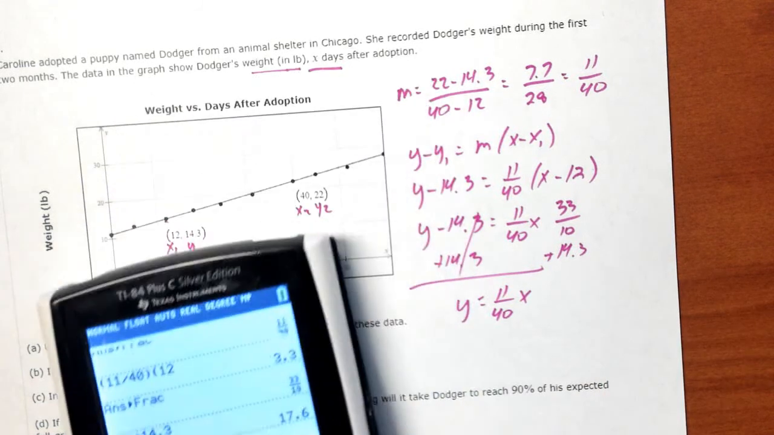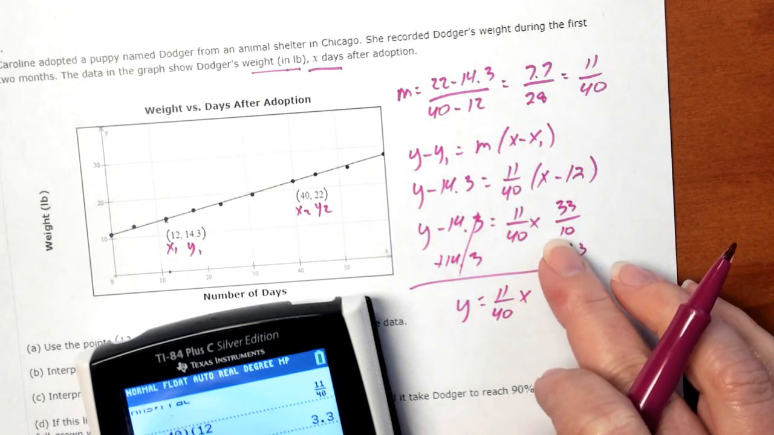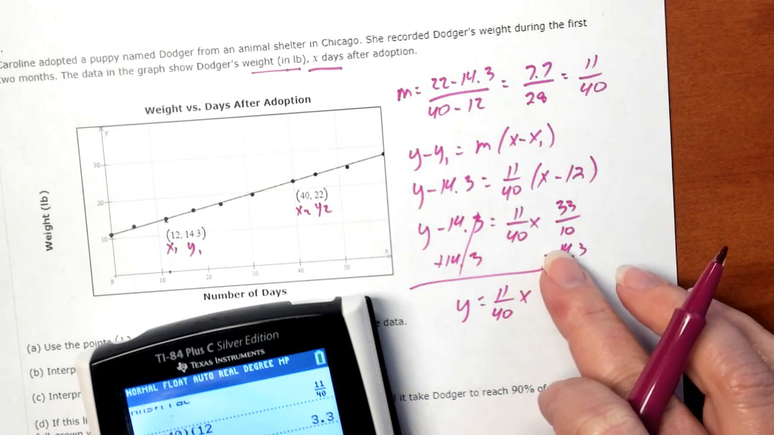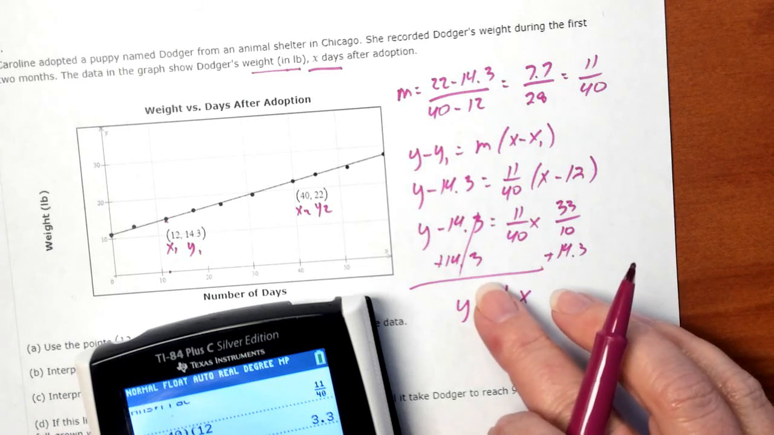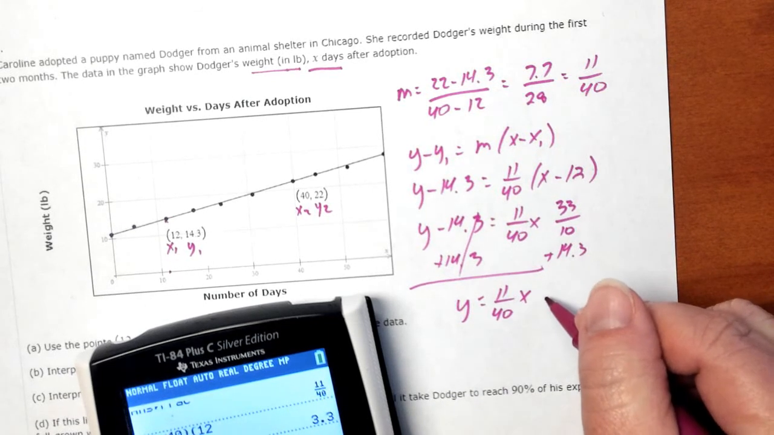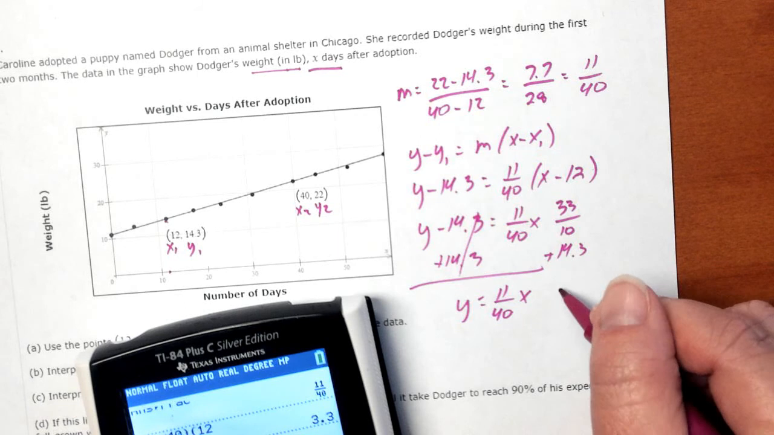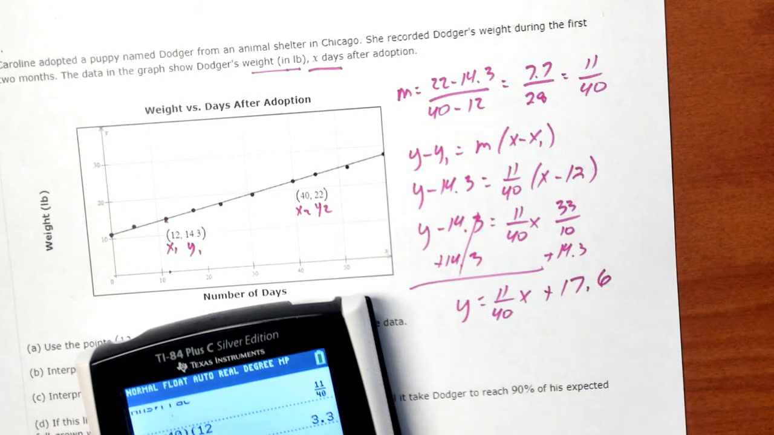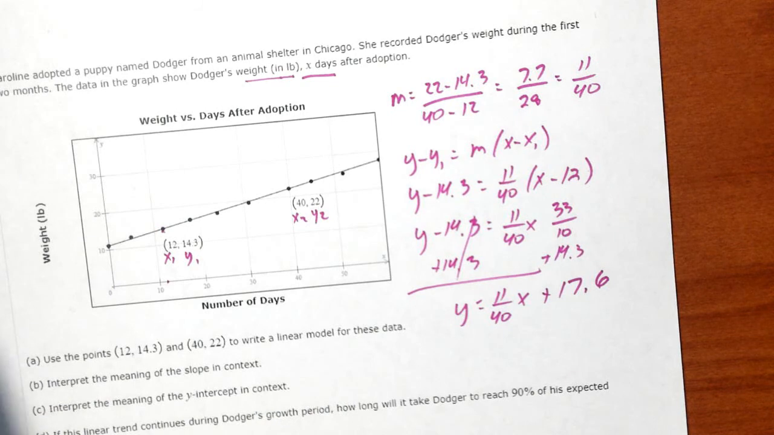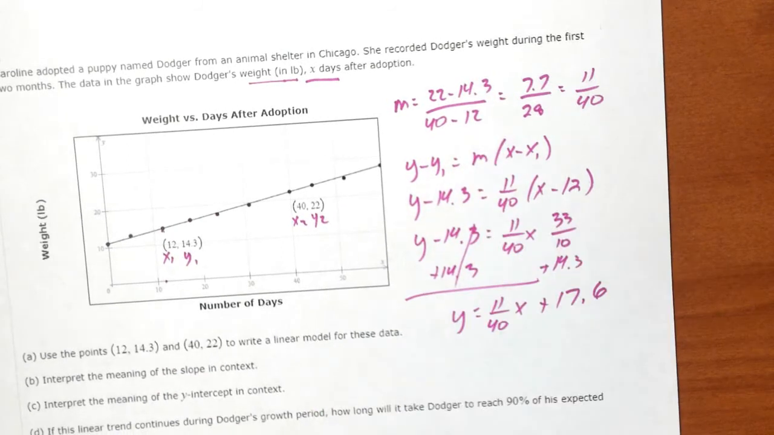Yes, did I mess that up? Over 40. Okay, so plus 17.6. Okay. So that's our equation. Use these points to write a linear model. I feel like I messed up. Hang on. I'm checking my scratch work because I used the other point there. 22.